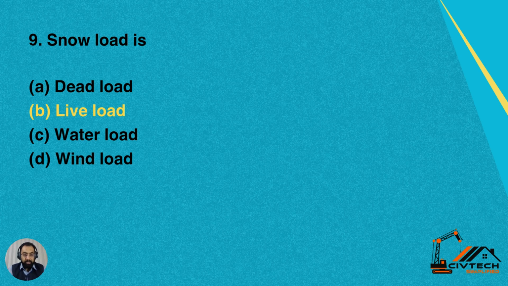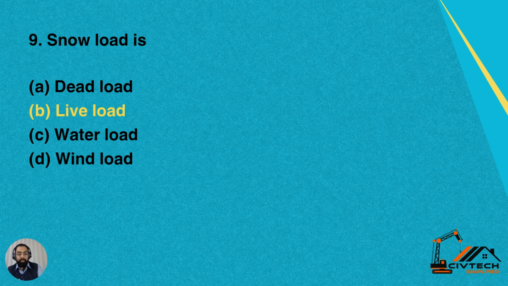So next question is number 9, snow loads. We already discussed in our previous lectures. You can always search the load types lecture at CivTech Simplified. We have already discussed in much detail about various types of loads, their types, their combinations. All have been already discussed in the load type video. But here it's a common question about snow load. Snow load is considered as a dead load, live load, water load or wind load. So definitely it's a live load.